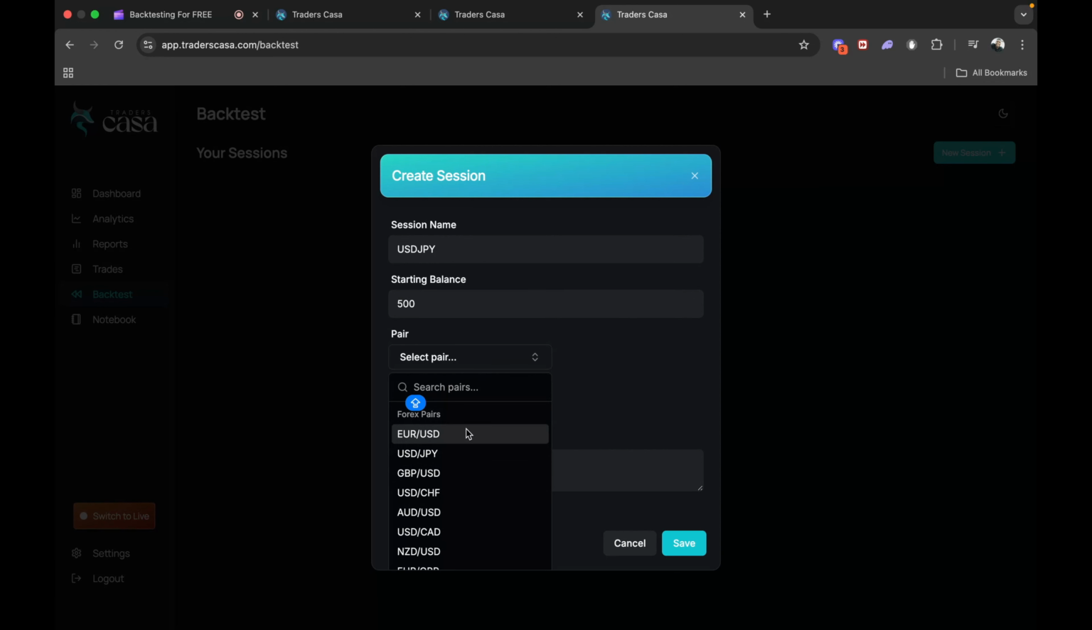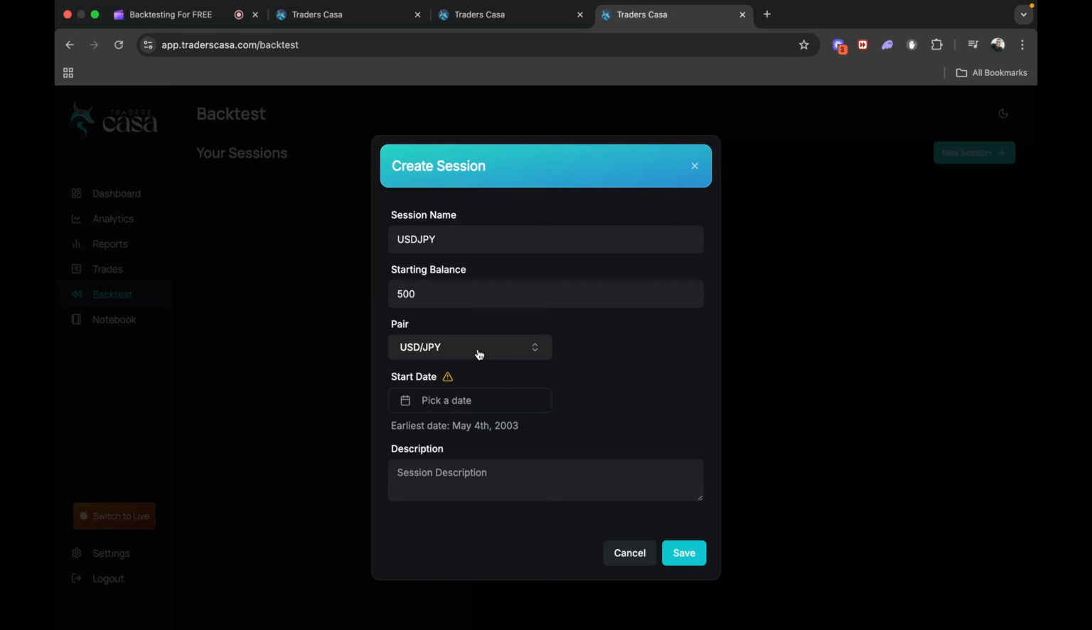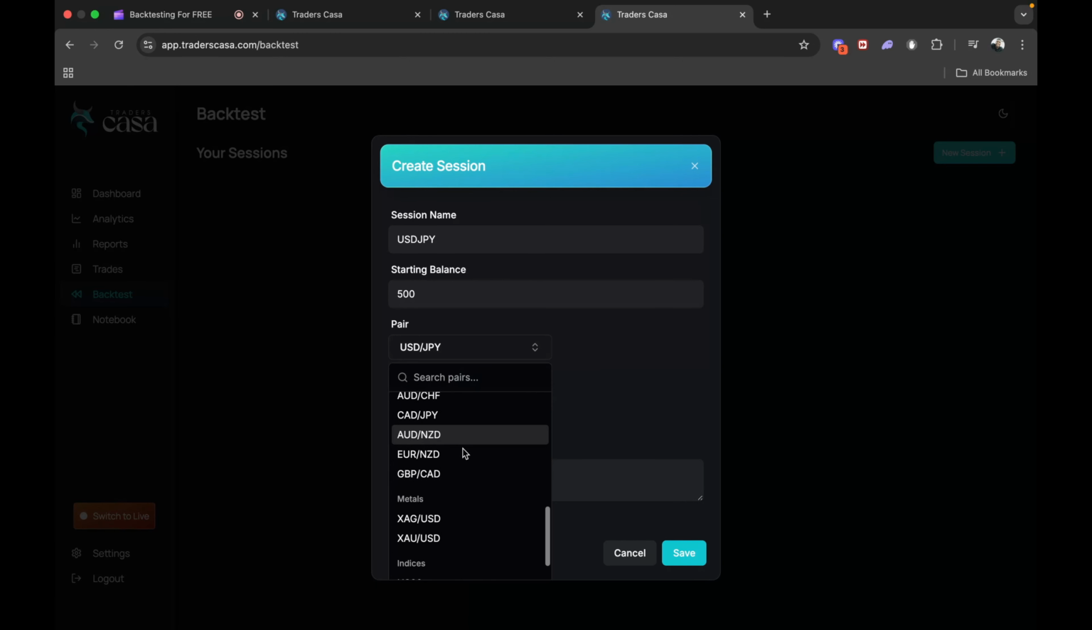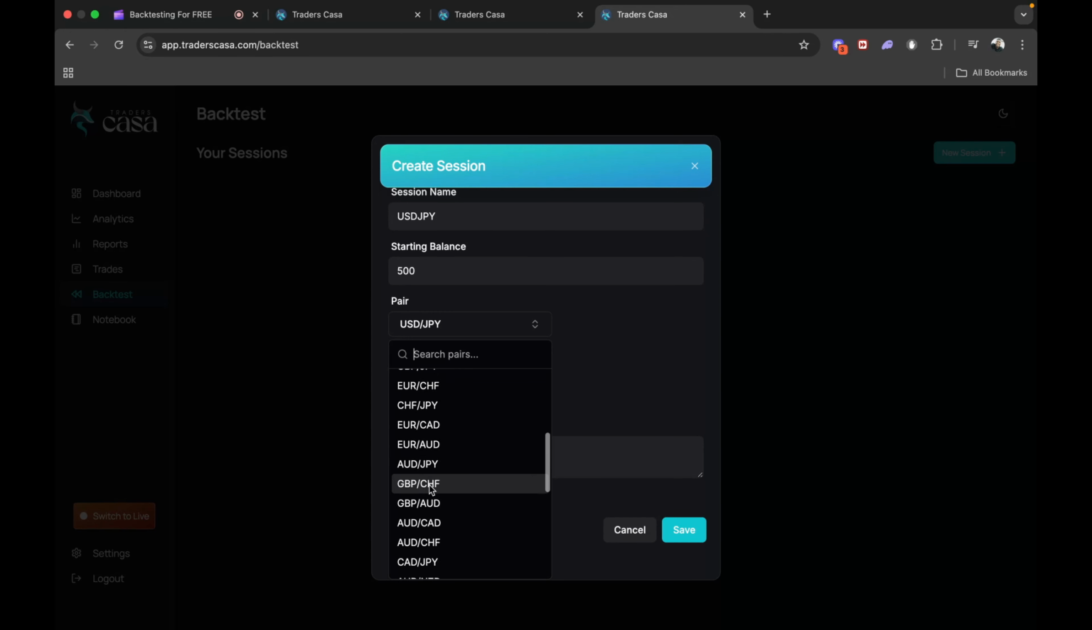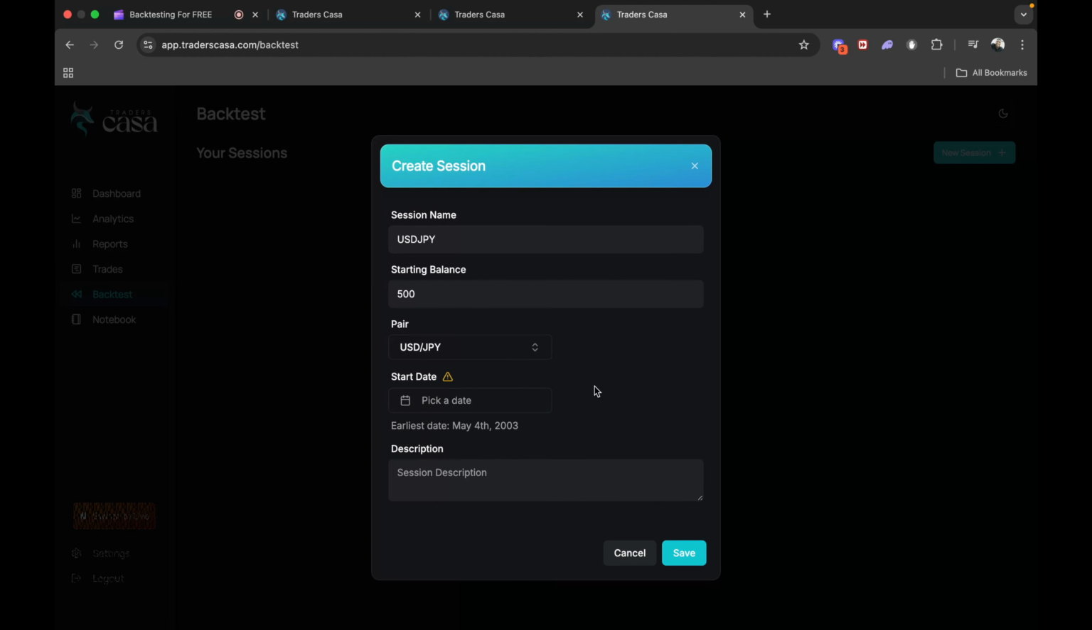So what pair are we going to be trading? USD JPY. Note that you can trade any pair right here. You can see all the pairs which you can trade: metals, indices, cryptos. You can trade all of those. I think for cryptos it's just BTC and Ethereum. Okay, you can see it right there on my screen.